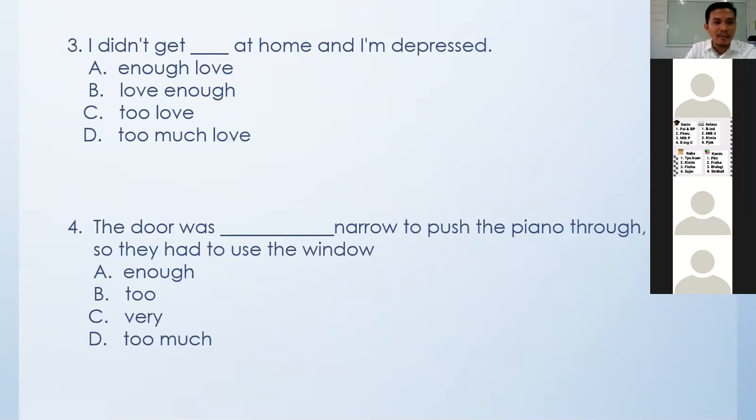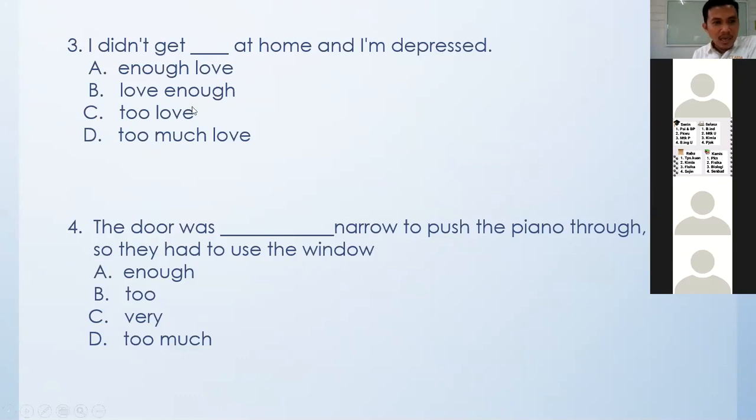I didn't get blah, blah, blah at home and I am depressed. Yang mana nih? Love enough? Or enough love, or too love, or too much love? Which one? Who is talking? Siapa itu yang ngomong? Can you tell me your name? Syahril. Oh, Syahril. Okay, Syahril. So, which is the answer, Syahril?